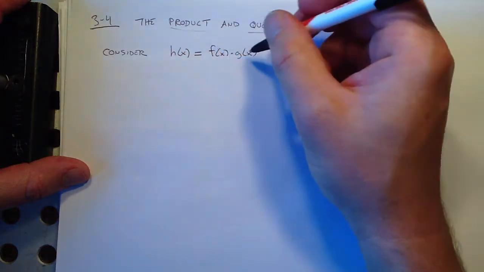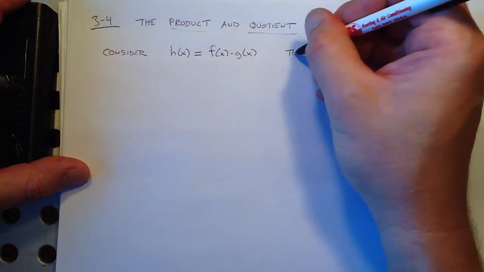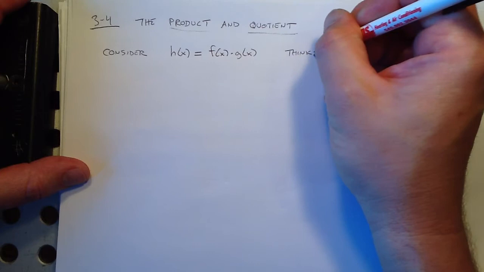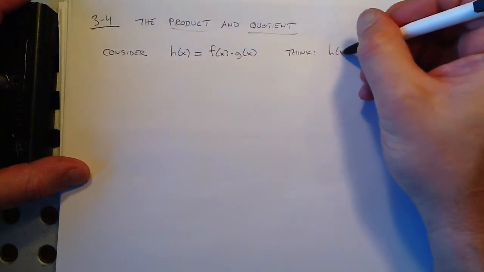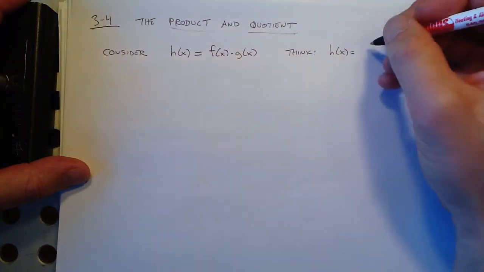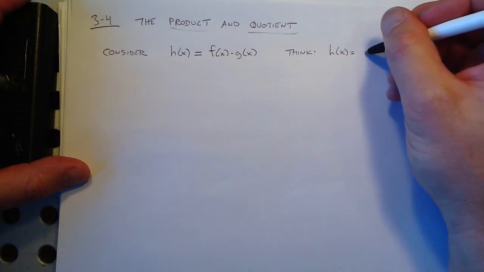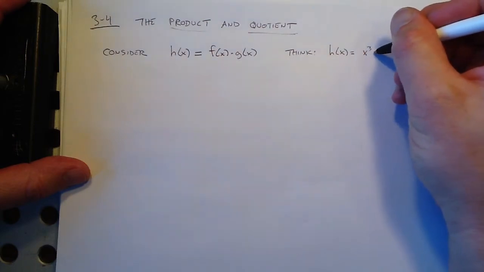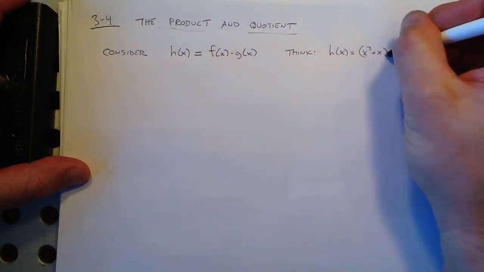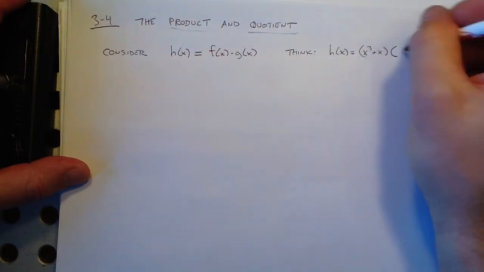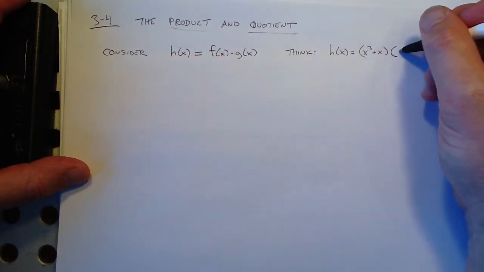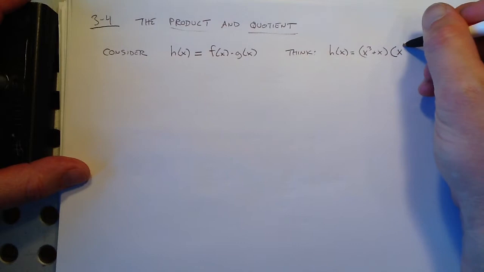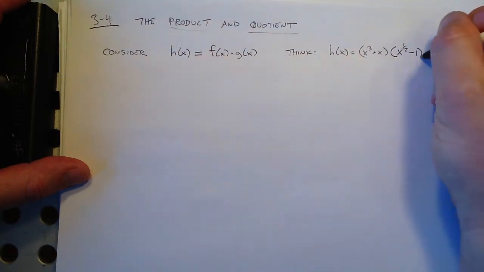So if you're imagining, like, well, what would that look like? Well, you could think of an example. It could be something like this. Our h of x function could be like, it could be x cubed plus x times another function that might be, say, like x to the 1/2 minus 1.